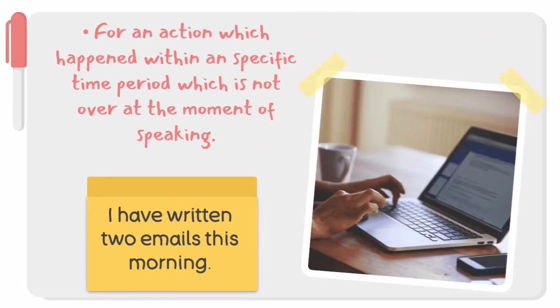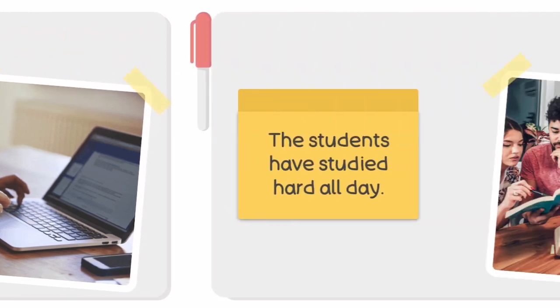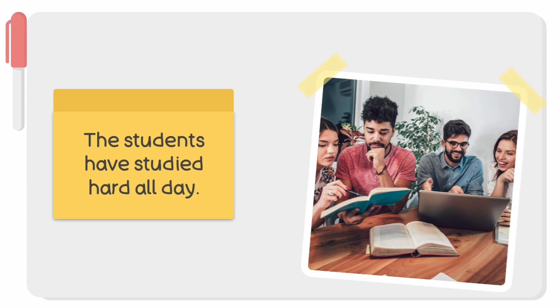We also use the present perfect simple for an action which happened within a specific time period which is not over at the moment of speaking. I have written 2 emails this morning. It's 10 a.m. The morning hasn't finished yet. The students have studied hard all day. The day hasn't finished yet. They might continue studying.